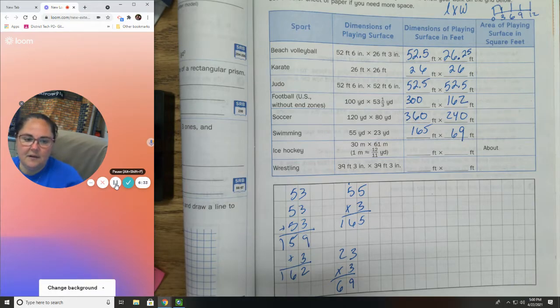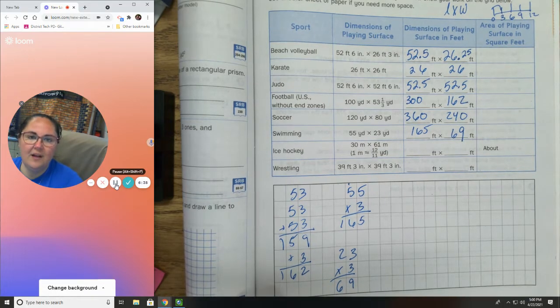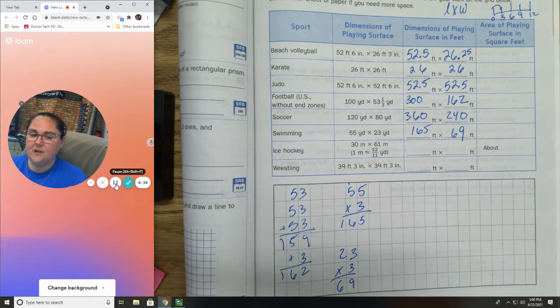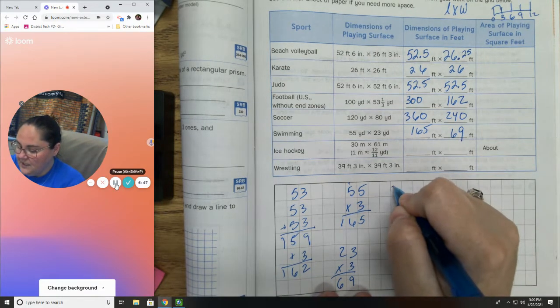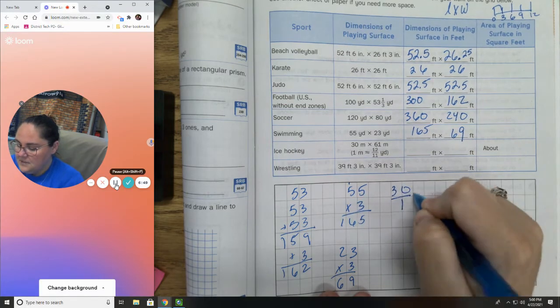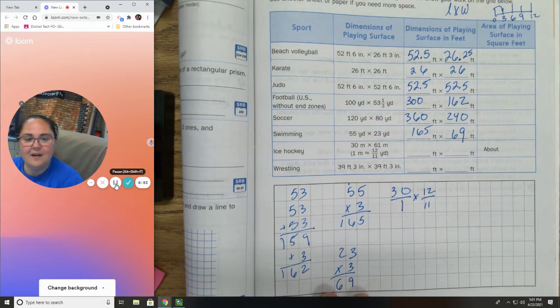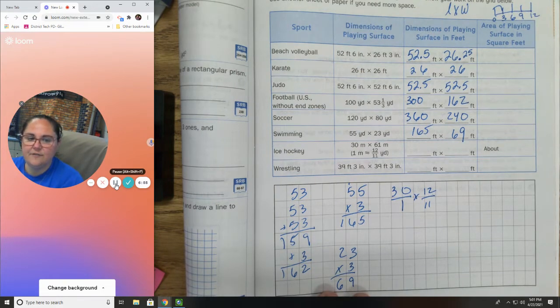So 1 meter equals 12/11ths of a yard. So 12/11ths of a yard is a little bit more than 1 yard. Okay, so basically for this one, what you could do is you could do 30 times 12/11ths. And you can do the math that way. I'm going to give you the answer for this one.